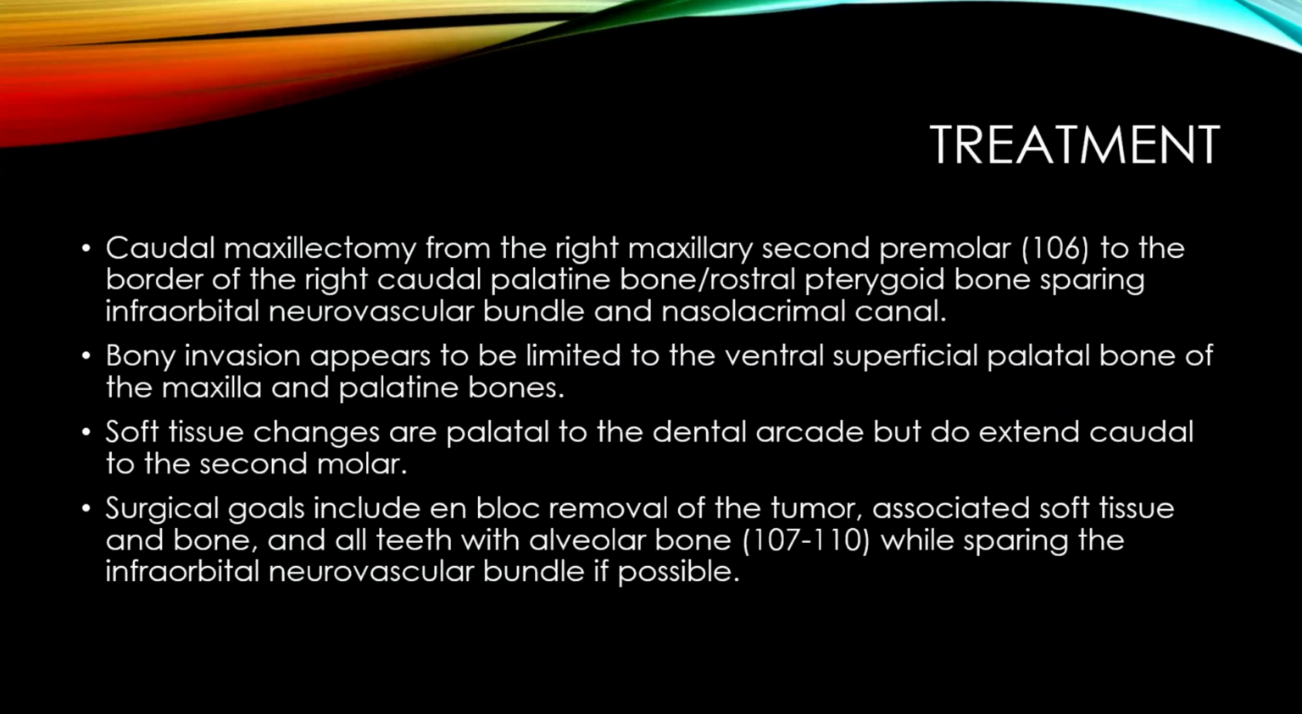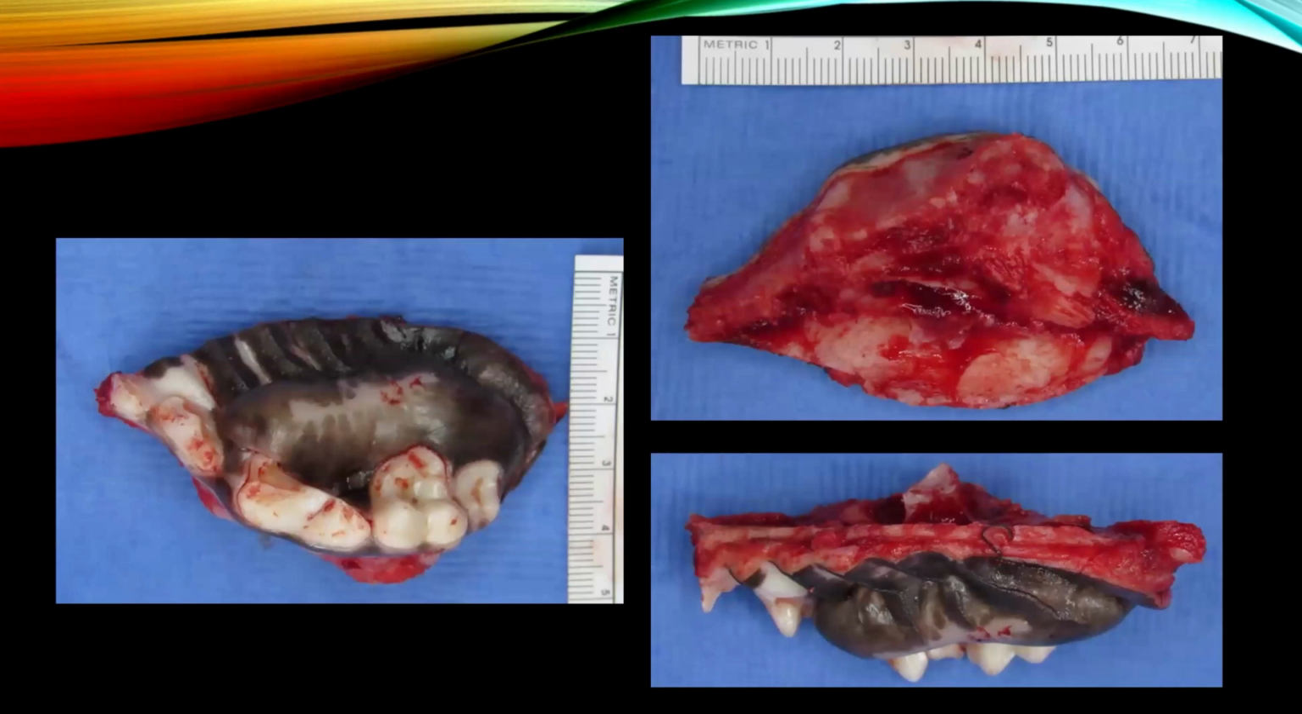So of course we sent that out for another histopathology. This is just summarizing what our surgical goals were because that bony invasion seemed to be very limited, both palatally and superficially in bone. That's why we went with this more conservative approach to get out all the teeth, but to leave as much of the structure of the maxilla as possible. So there's the section after it was removed.